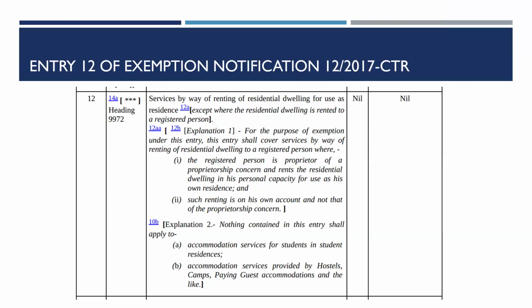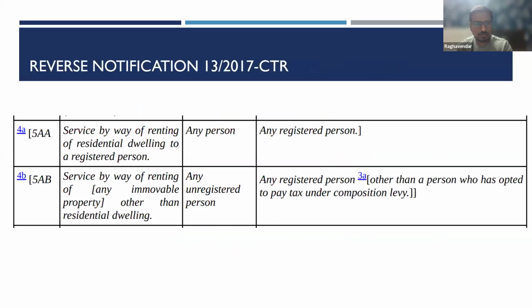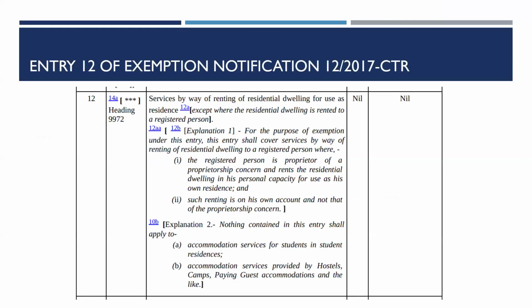Yeah. So where is the question? It is used as a residence. It is used as commercial also. No? So in that case, it will be... Ramesh, if you go to the previous slide and carefully read, "service by way of renting of residential dwelling for use as residence", actual usage they are not referring to. Use as residence: if you are renting, then it should be exempt.